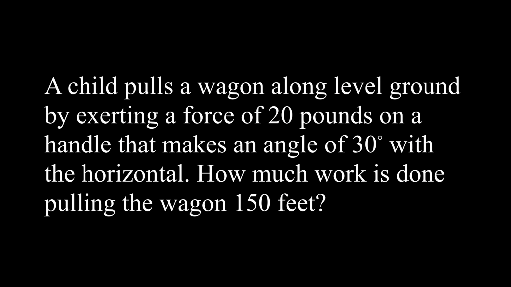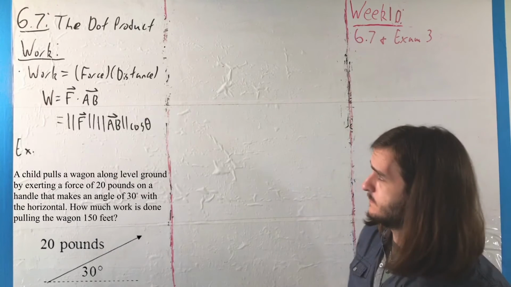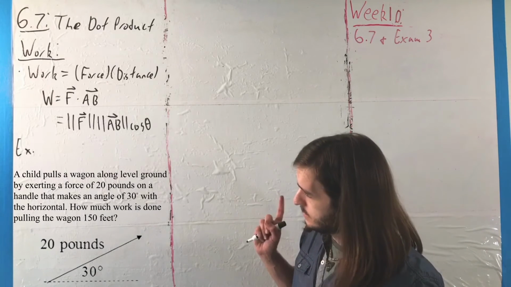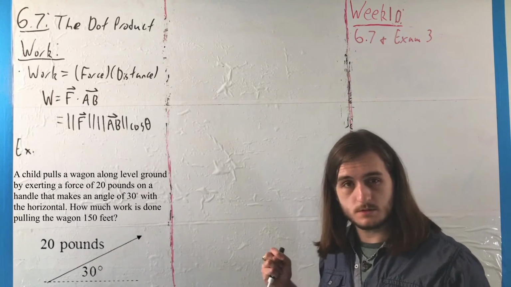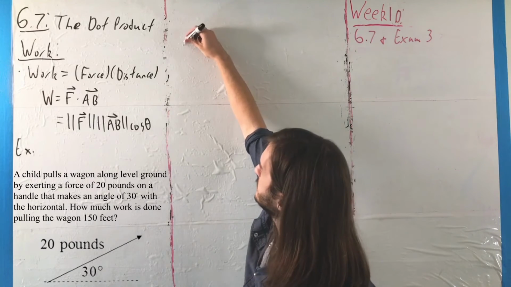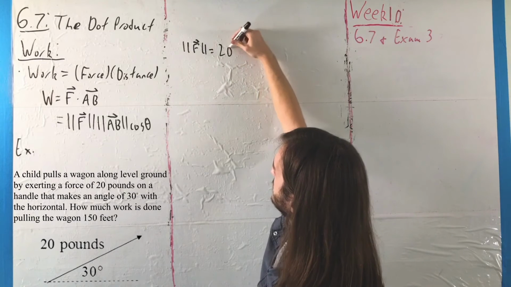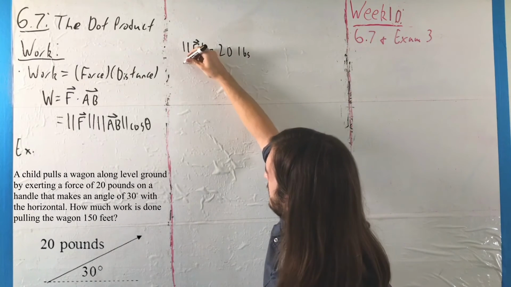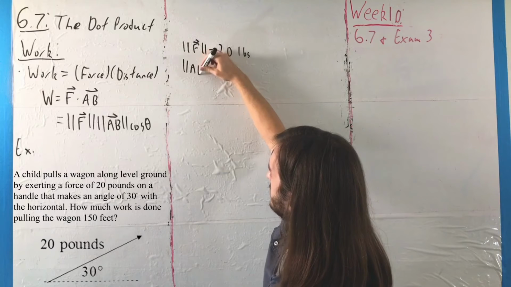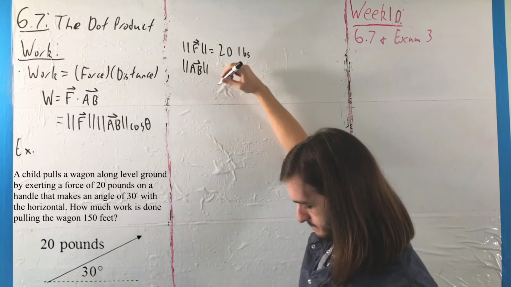So let's say a child pulls a wagon along a level ground by exerting a force of 20 pounds on a handle that makes an angle of 30 degrees with the horizontal, and we want to find how much work is done by pulling the wagon 150 feet. Well, we have here the magnitude of our force. We have to know if that's what we're being told. The magnitude of our force vector here is that value 20 pounds. We're also told the magnitude of our distance vector here.